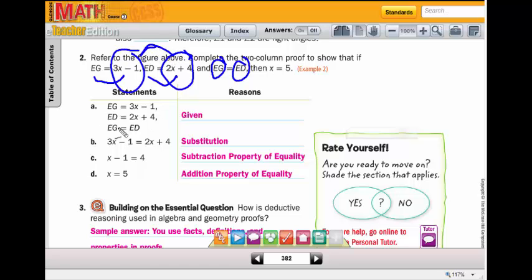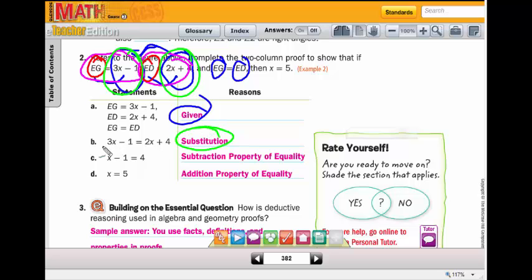Okay, so the first thing we're going to do is list those three things, and that of course would be given. Then we're going to do like I did up here: since these two are the same and these two are the same, and lastly these two are the same, that would mean that our very last thing here, this and this, I shouldn't say the same, I should say are equal. So that is by substitution that we can show that 3x minus 1 equals 2x plus 4.